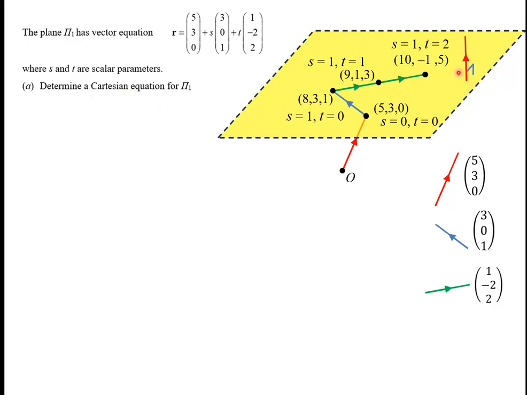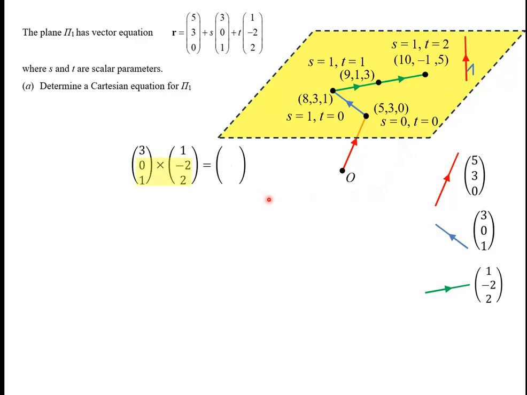Now, if I want the Cartesian equation for this plane, I need a perpendicular vector, a vector that's at right angles to the plane. And the easiest way is using the cross product, which isn't in our content, but might as well use it. You can do it on the calculator with the multiplication button. So I do the cross product of 3, 0, 1 and 1, minus 2, 2, because this is going to be perpendicular to both these vectors.